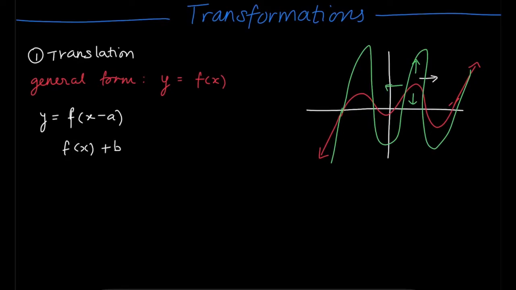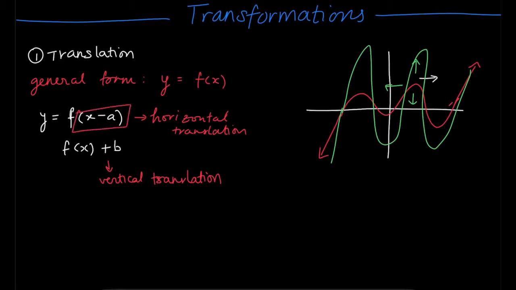So this one is for horizontal translation. And this one is vertical translation. So basically what this means is if we have f of x minus a where it's inside the bracket, the graph will move a units to the right. If it's negative a, it will move a units to the right.